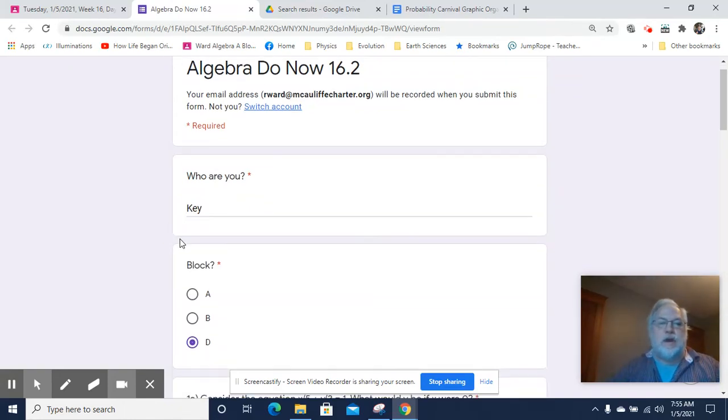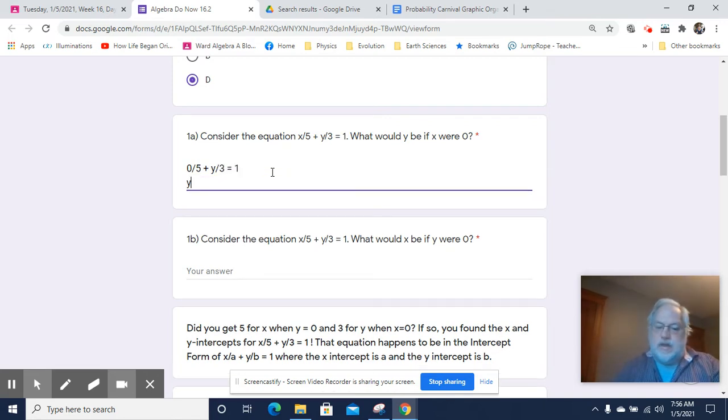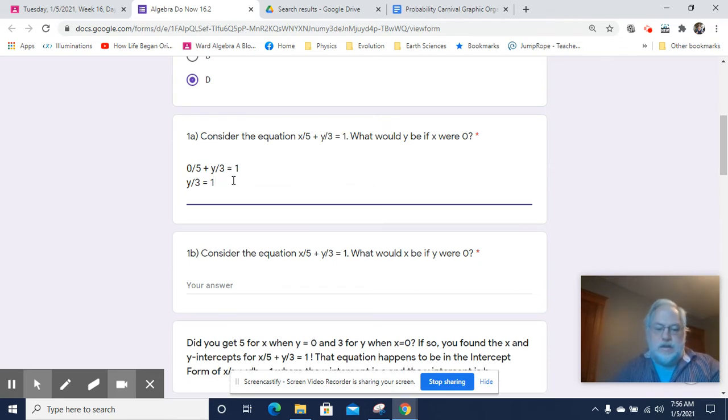This is a key for Algebra Do Now 16.2. So we're going to consider this equation, x over 5 plus y over 3 equals 1. What would y be if x were 0? Well, if x were 0, we'd have 0 over 5. We just replace x with 0, plus y over 3 equals 1. And so we just have y over 3 equals 1. Now, you could mental math it, or you could multiply both sides by 3, and you'd end up with y equals 3. Okay, and that's what y would be if x is 0.